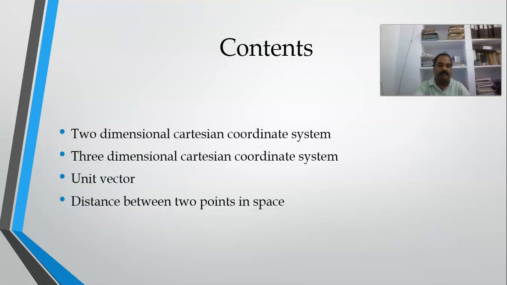Now, the contents of this lecture are divided into, I will start with two-dimensional Cartesian coordinate system and I will extend to three-dimensional Cartesian coordinate system. And next we will try to compute unit vector and then we will try to compute distance between 2 points in Cartesian coordinate system or in space.